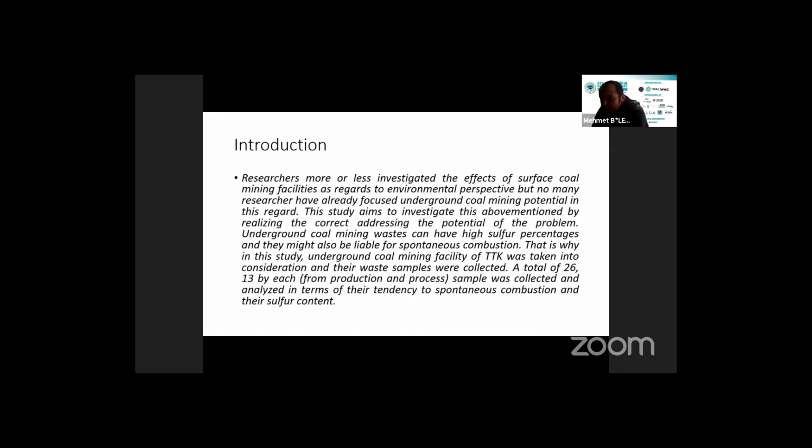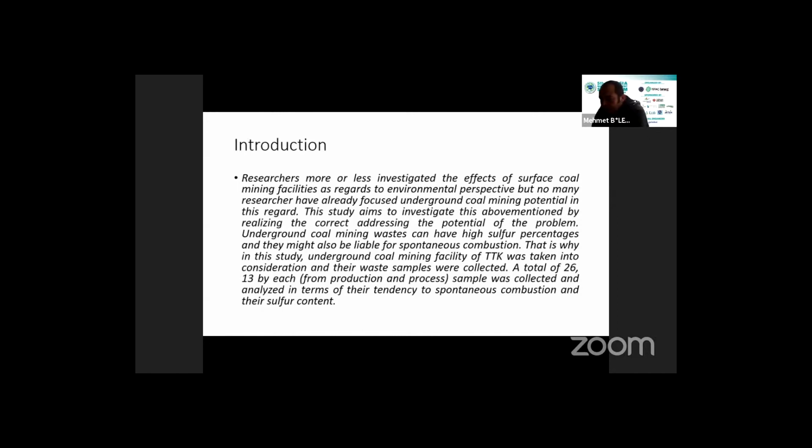Researchers have more or less investigated the effect of surface coal mining facilities from an environmental perspective, but not many researchers have focused on underground coal mining potential in this regard. That's why this study is original from this perspective, because underground coal mine wastes should also be characterized, and the place where they are dumped should be chosen accordingly.